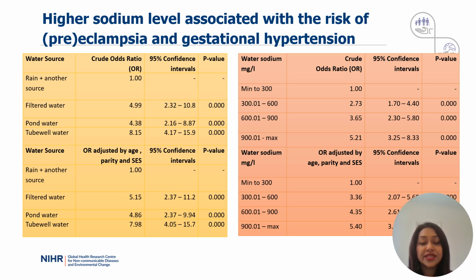The adjusted disease risks also increased in a significant dose-response manner for increasing quartiles of sodium concentrations in drinking water. This means that those who drank water with 900 milligrams per liter and above had a higher risk of developing preeclampsia and hypertension compared to those who drank water with 300 milligrams per liter of sodium. This shows a very clear association between high sodium levels in drinking water and the risk of developing preeclampsia and hypertension in this particular population.